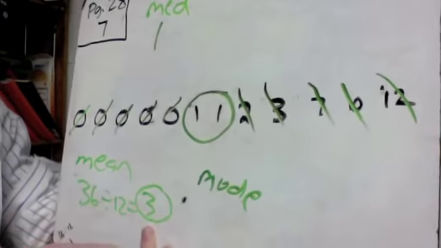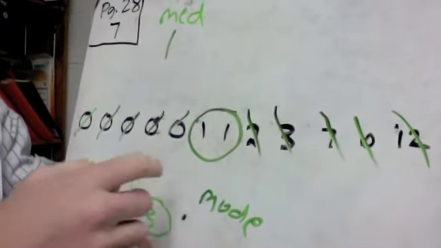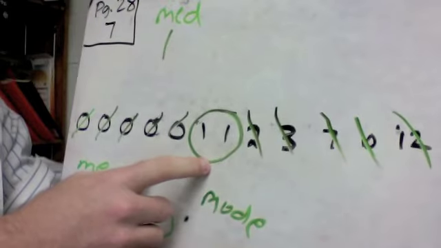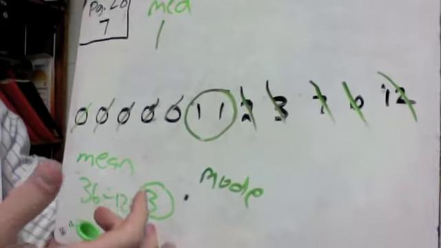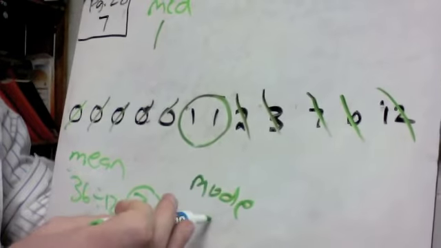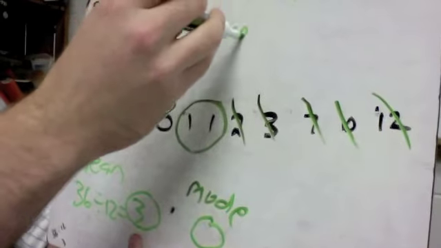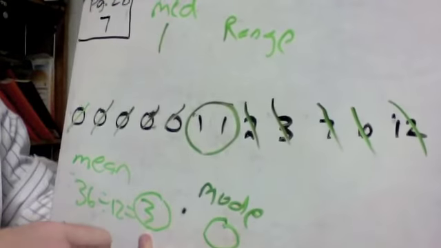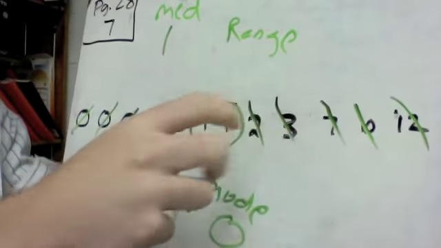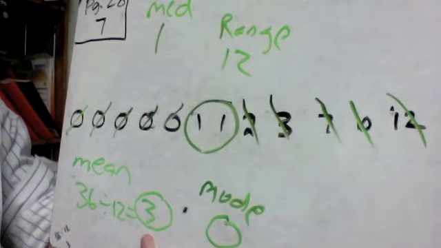Next, we've got the mode. The mode is the number that happens the most. Now, we've got a couple of 1s here, we got two 1s here, but the number that actually happens the most would be the 0. The 0 happens 5 times, so the mode is going to be 0. And then the last one, the range, just the highest number minus the lowest number, or the span of numbers here. So 12 take away 0 is going to be 12, so the range is just 12.